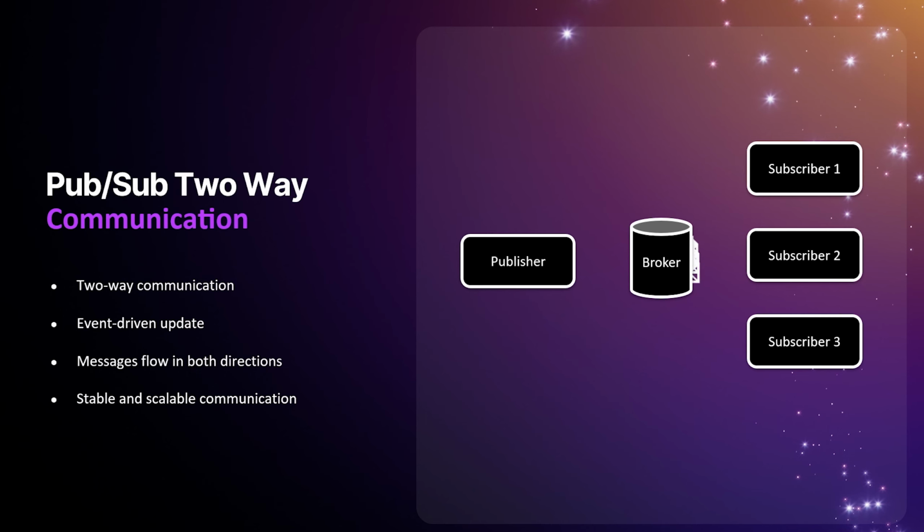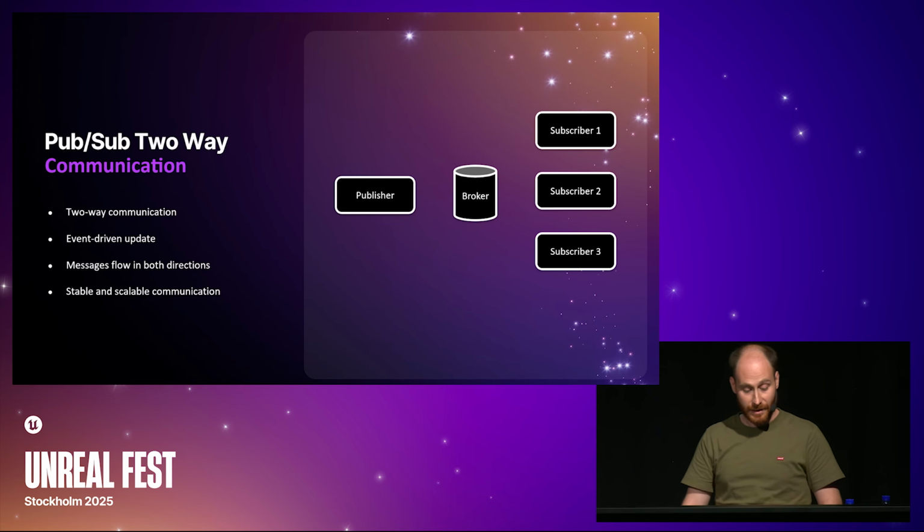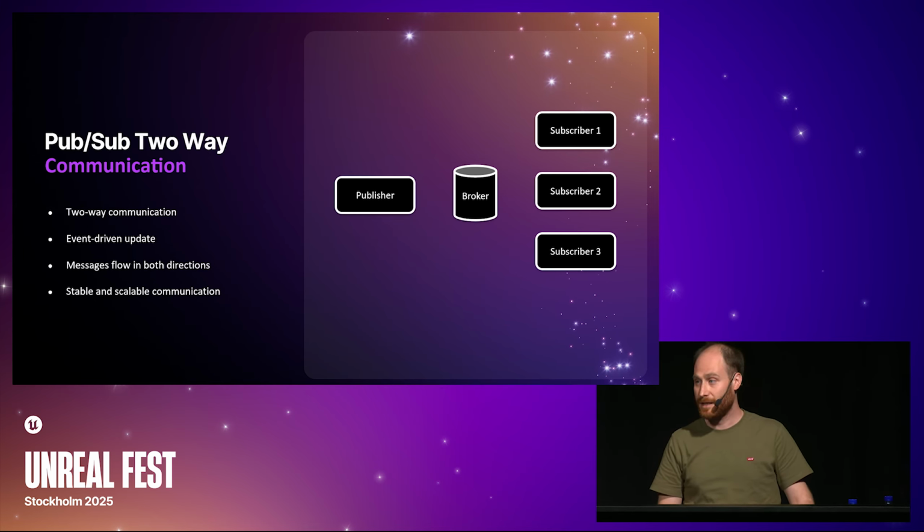Now, why is this important? Because in our case, communication is not just one way. We need two-way communication, and we need event-driven updates. With PubSub, messages flow in both directions, publisher to clients and clients back to the publisher, always through the broker. This guarantees stable and scalable communication.